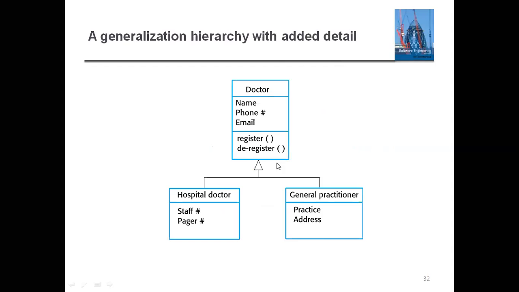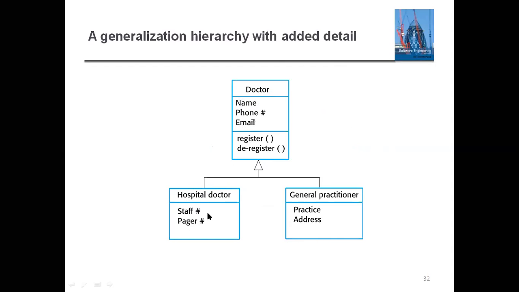Here you can see what I told you in this slide. The doctor has these attribute names and function names, and the hospital doctor has been generalized from the doctor by an upward arrow, and it also has some attributes and functions. If you want to add, you can, but they inherit all the properties. If we write hospital doctor again, there is no need to write name, phone number, email, register, deregister.